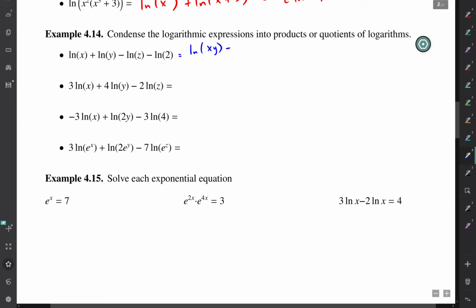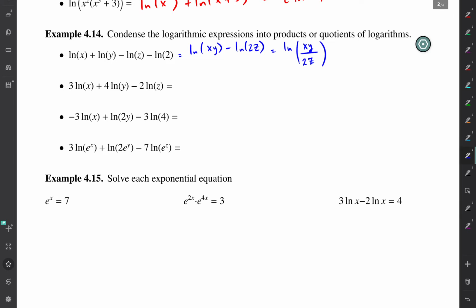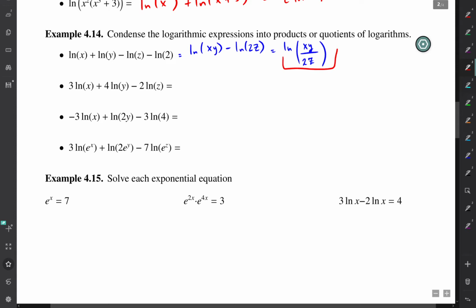And then, because we're subtracting ln of z and ln of 2, we could write that as minus ln of 2z. And then we can make this a quotient. So it's ln of x times y over 2 times z. So the point here is that anything we subtracted goes in the denominator, anything we added goes in the numerator as a product. And so that's your final answer. The ln of x times y all over 2z.